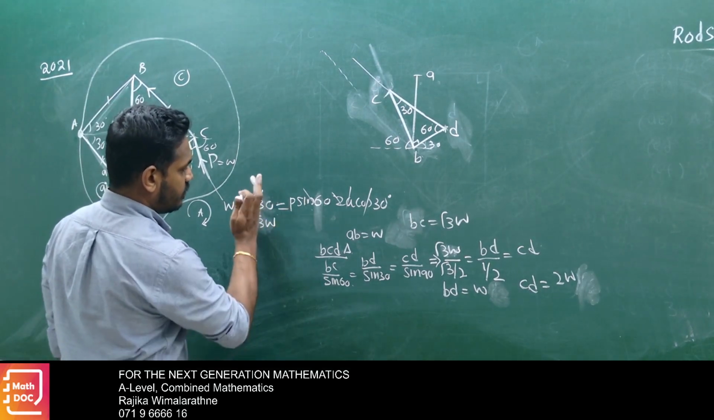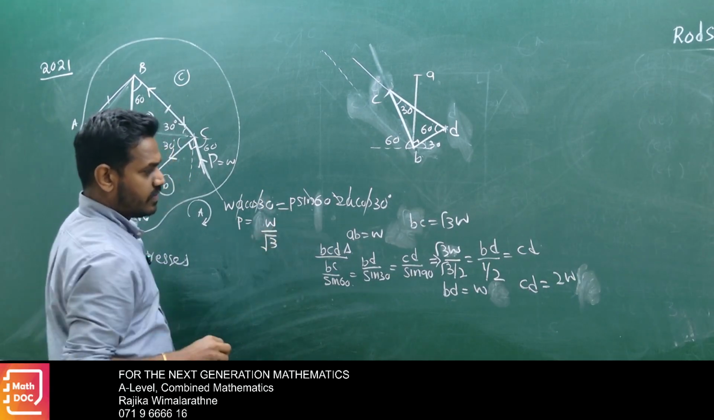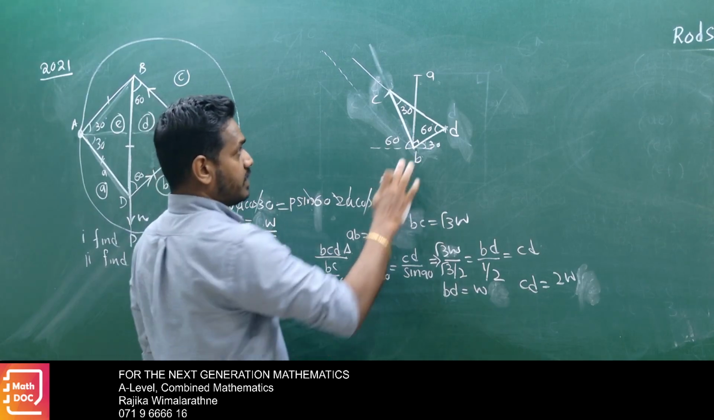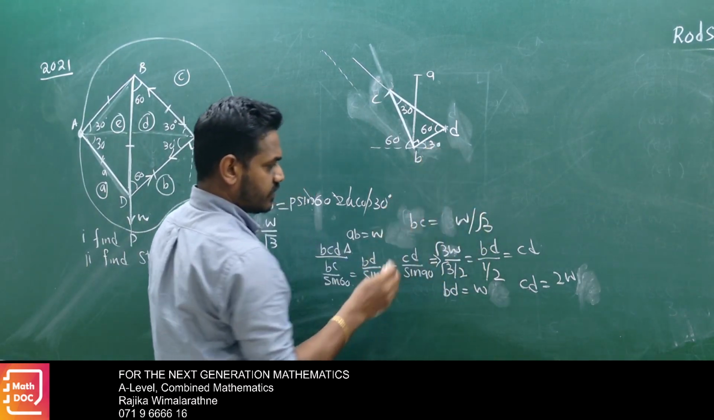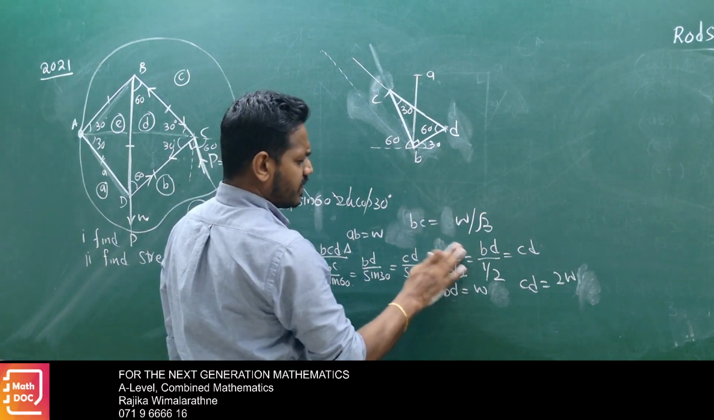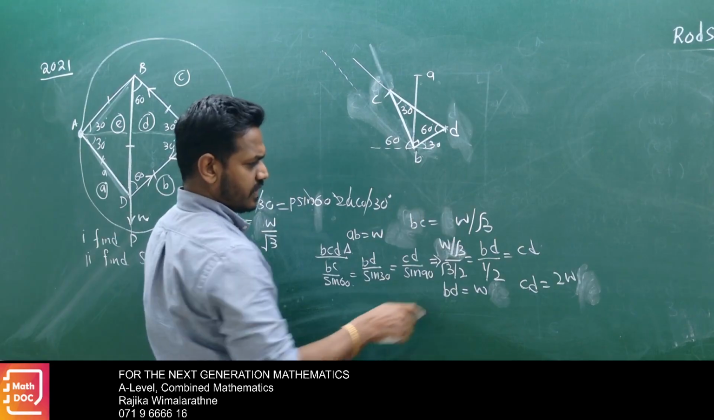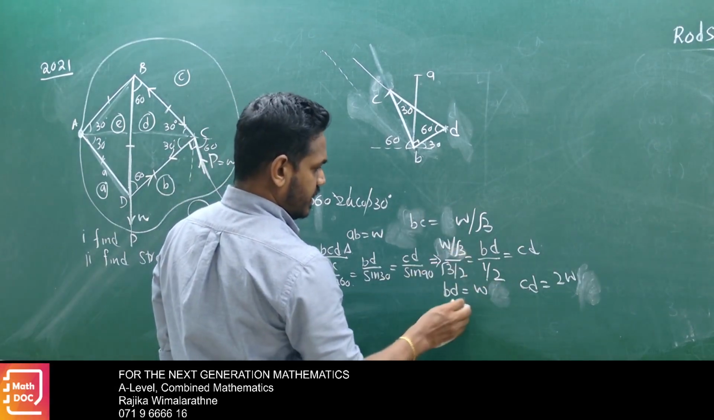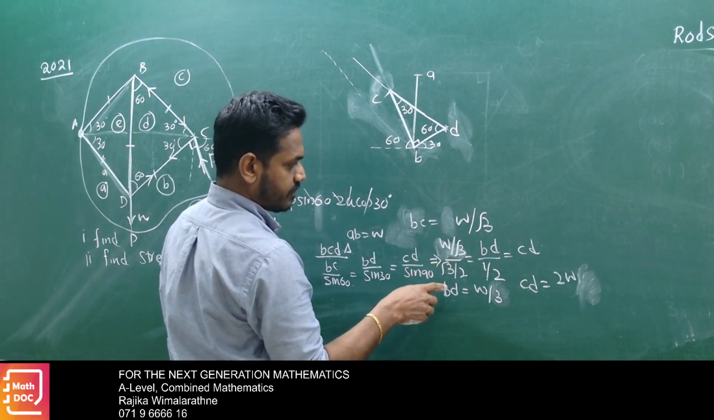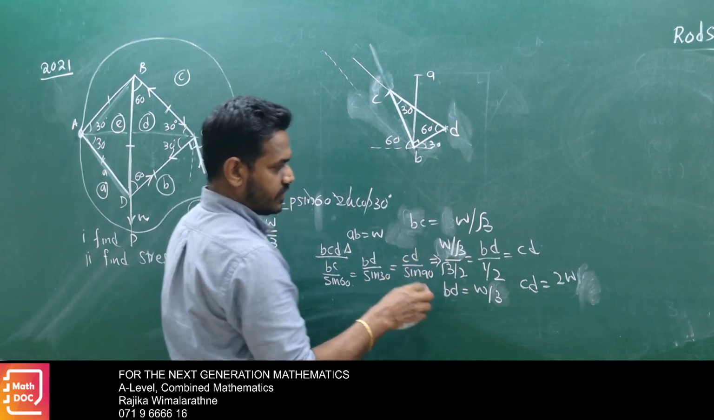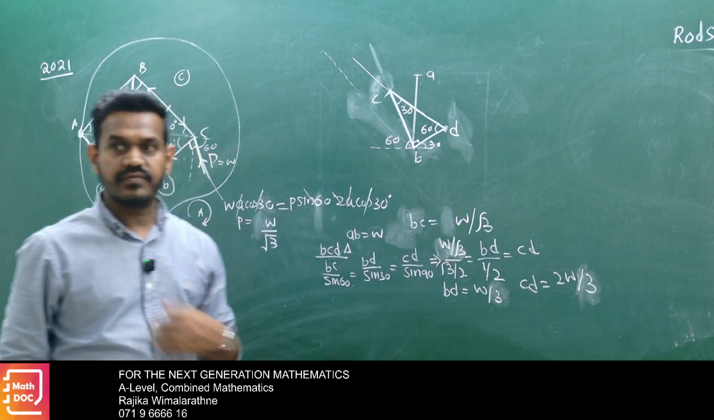Here P value is W over root 3. Then BC is W over root 3. Previous value is wrong. W over root 3. Then BD is W over 3. Then CD is 2W over 3, yeah? Continue.